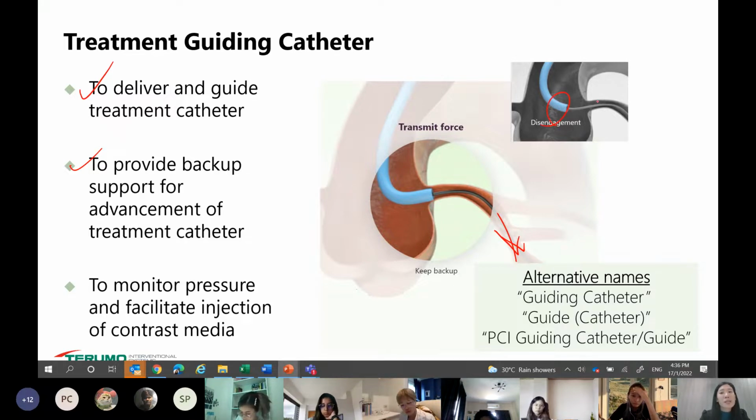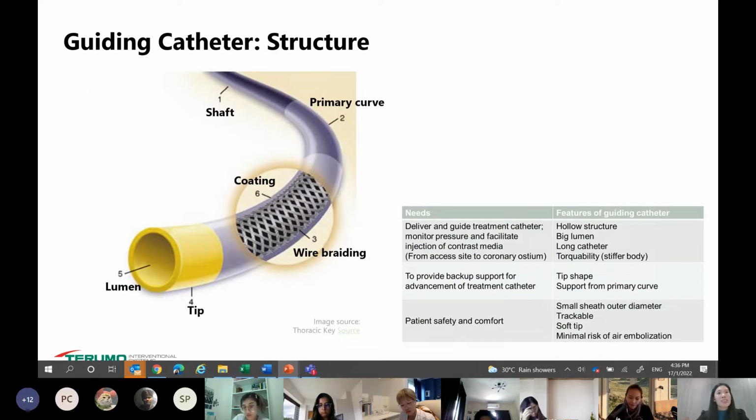Once this happens, you can imagine you cannot push any treatment device with your guiding catheter looking like that. It needs to stay here so that the device can move in nicely. Otherwise, there's not enough backup force, backup support, to push the device through. This one not so much, but it is also used to monitor pressure and facilitate injection of contrast media.